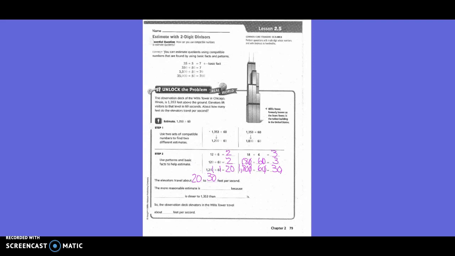The more reasonable estimate is, would it be 20 or 30? 20, right? 1,200 divided by 60 equals 20. Because 1,200 is closer to 1,353 than 1,800 is. So the observation deck elevators in the Willis Tower travel about 20 feet per second.